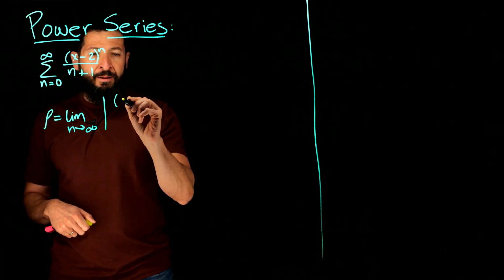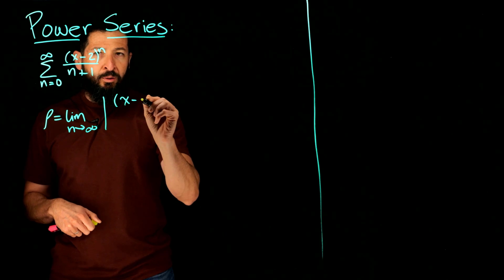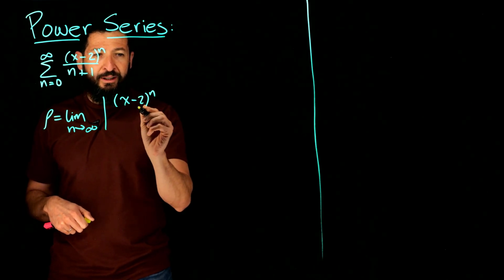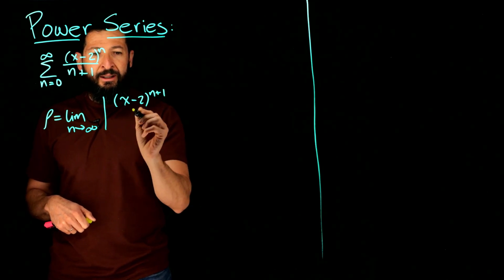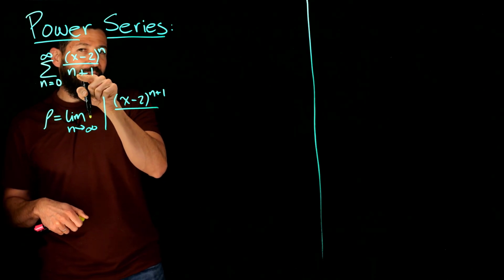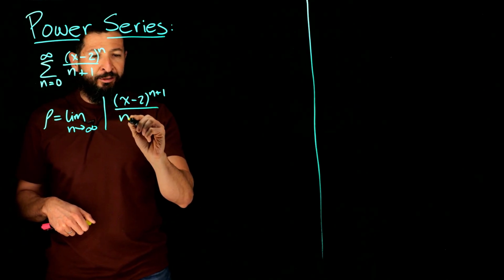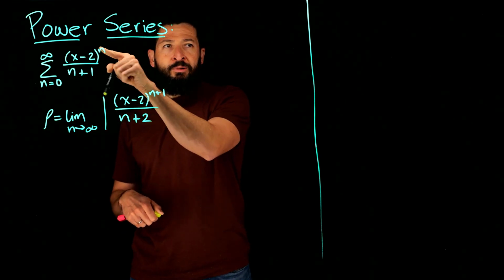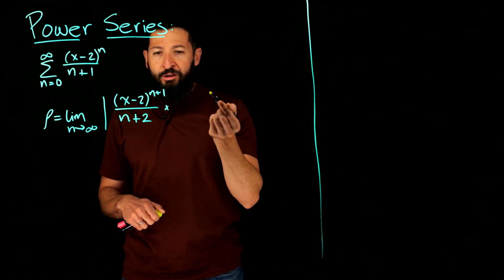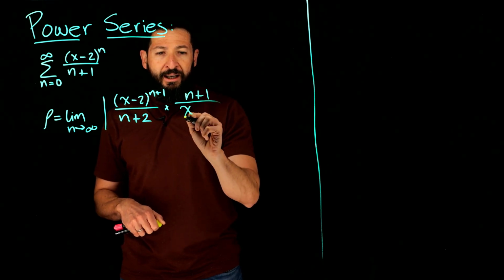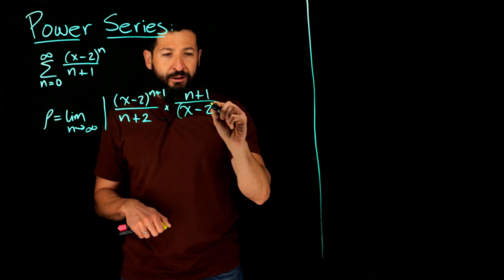So we're going to grab the coefficient, including the x to the n, or x minus 2 to the n, and we're going to evaluate it at n plus 1. So if you evaluate n plus 1 at n plus 1, it's going to be n plus 1 plus 1, n plus 2. And then we're going to multiply times the reciprocal of this guy again. So multiply times n plus 1 over x minus 2 to the n.